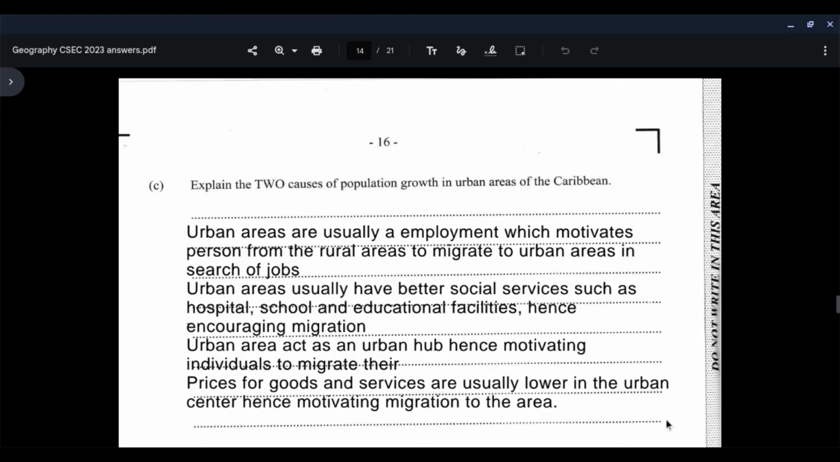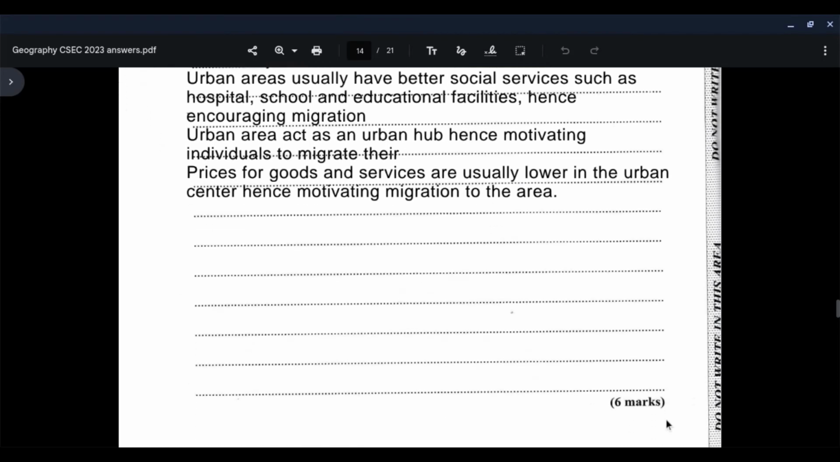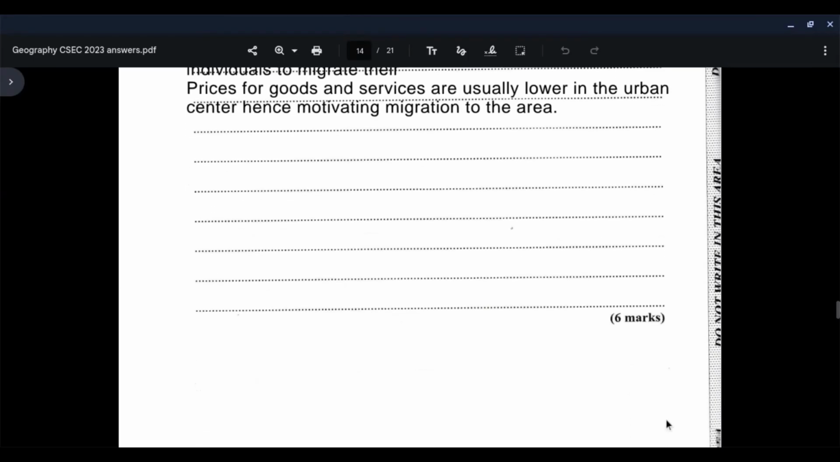3. Urban areas act as an urban hub, hence motivating individuals to migrate. They have almost everything that the normal citizen is looking for. They have entertainment, they have a better economy, so it motivates them to migrate there. And 4, prices for goods and services are usually lower in the urban center, hence motivating persons to migrate there. Really and truly, once you use any two pull factors, then you are well on your way to scoring 6 marks.